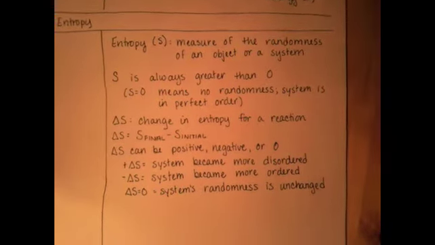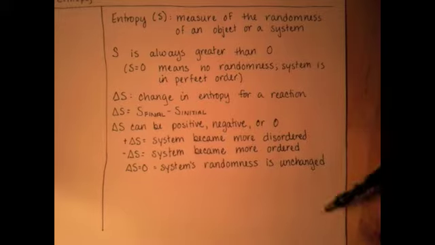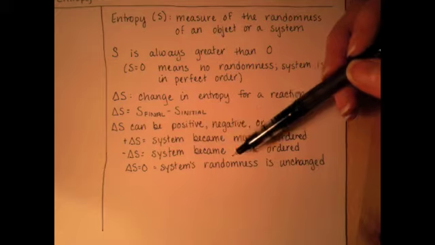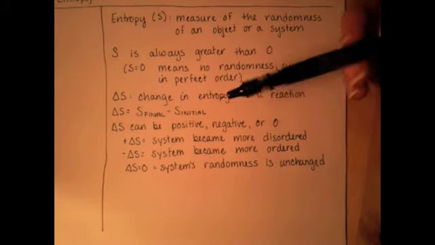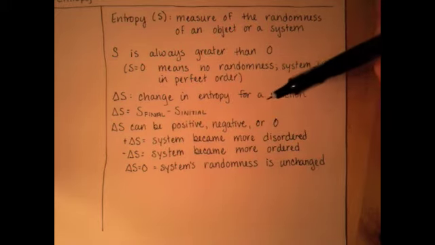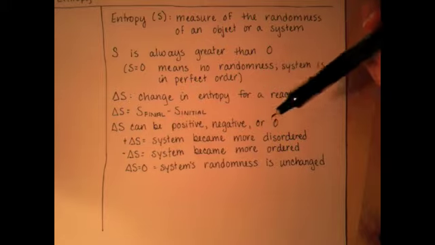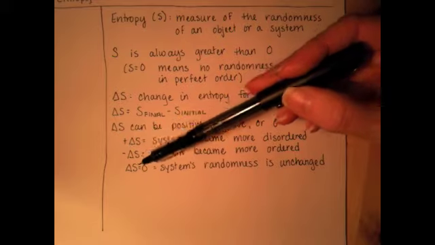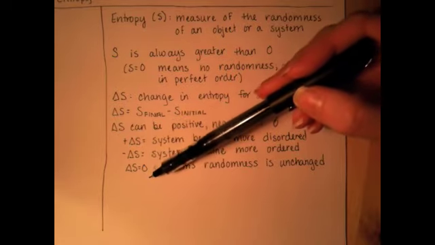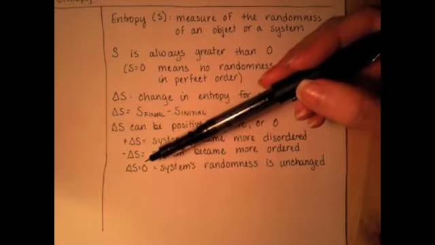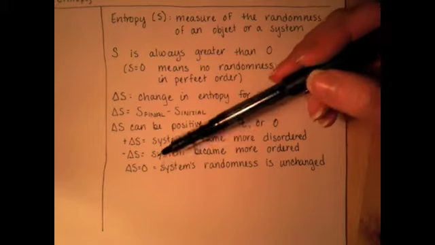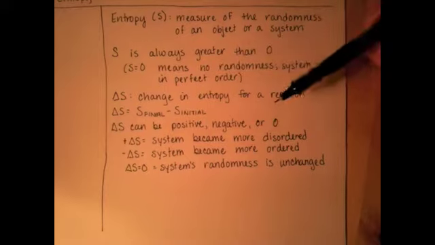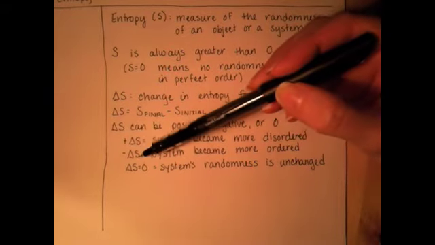Before I move on, I want to go back. Sometimes it's a little bit confusing because we have that law of thermodynamics that says that the entropy of the universe is always increasing, that the universe is always becoming more disordered. So sometimes people get a little bit confused about the negative delta S and the delta S equals 0, and they wonder if that's a violation of the laws of thermodynamics, and it's not. That law of thermodynamics is for the whole entire universe, and this is just for an individual system.